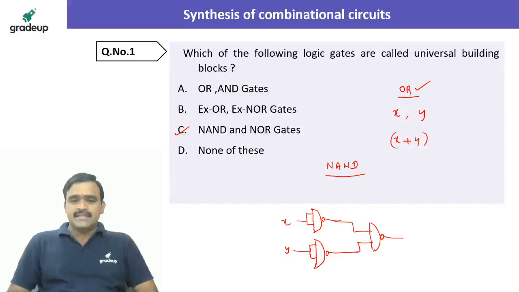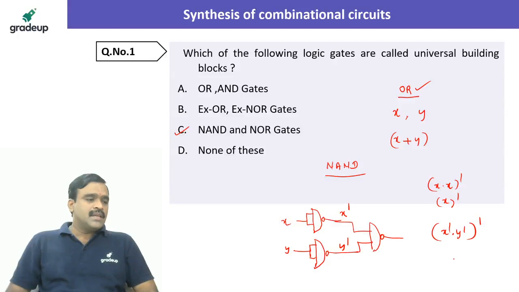So X and X is X only, and X inverted, so this will become X bar, because the AND operation will be X and X whole bar. X and X is X only according to Boolean algebra. So this is X dash. Similarly, this will become Y dash. Then as the logical AND operation, use X dash and Y dash and whole dash, because NAND operation is whole dash. So it is something like AB whole dash.